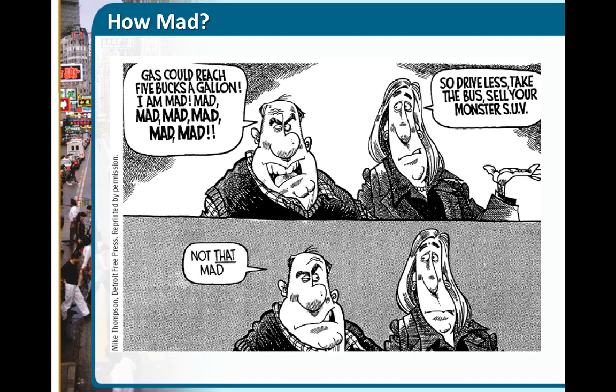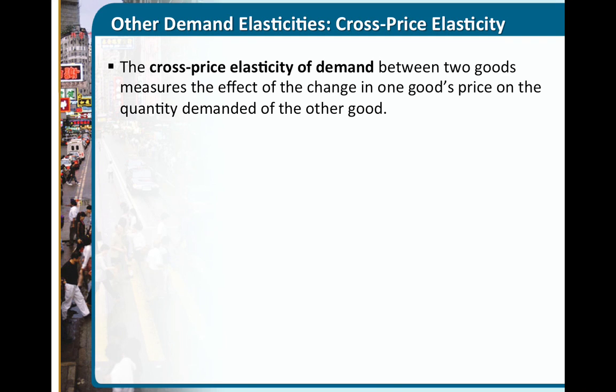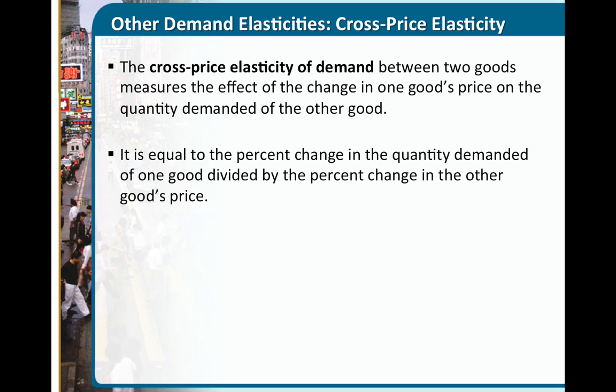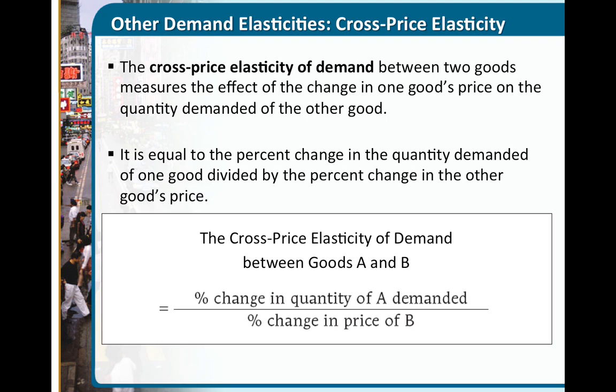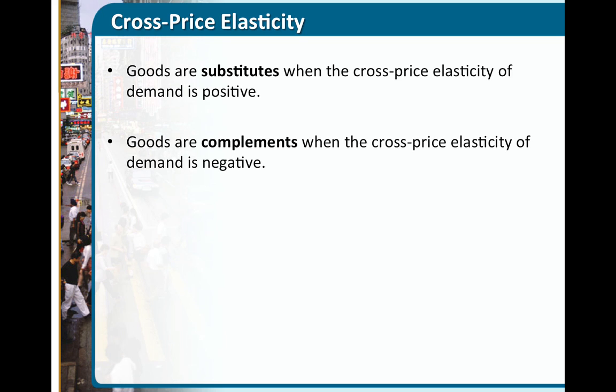Oh, going back to the gas example. So there's also cross-price elasticity of demand, which measures the effect of one good's price on the quantity demanded of the other good. And think substitutes and complementary goods. So the cross-price elasticity of demand between good A and B is the percent change in quantity A divided by the percent change in price of B. Goods are substitutes if this cross-price elasticity of demand is positive. If this cross-price elasticity of demand is negative, they are complements.